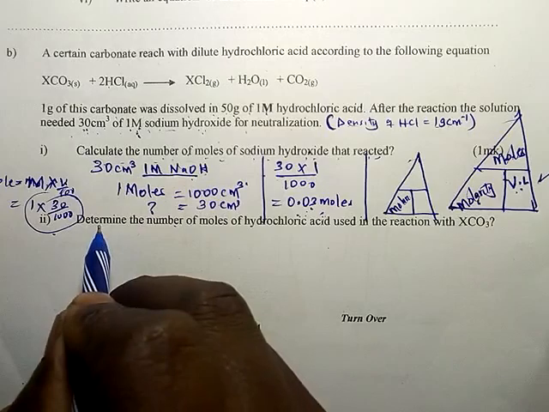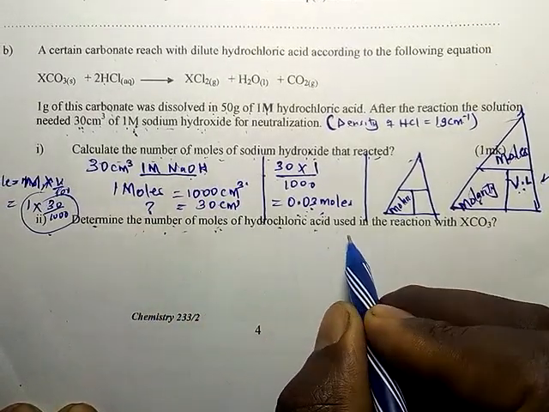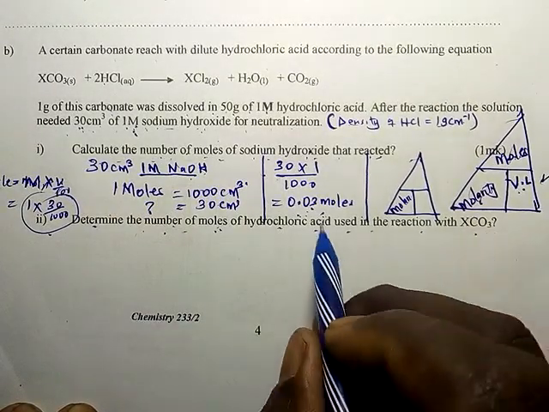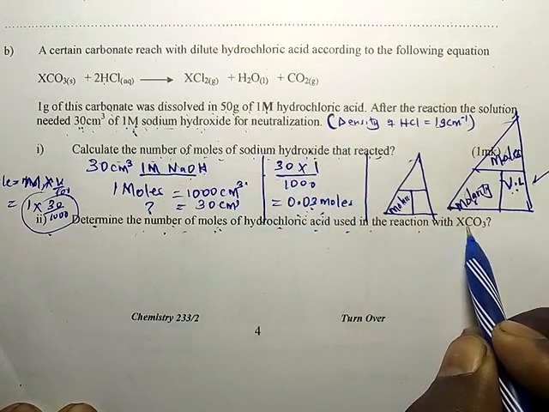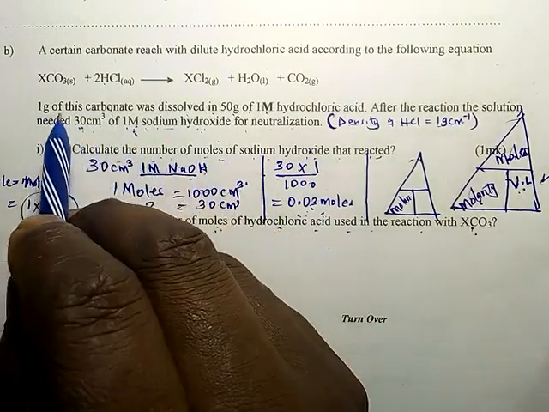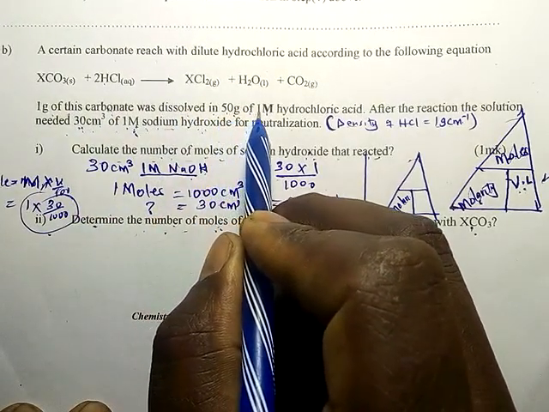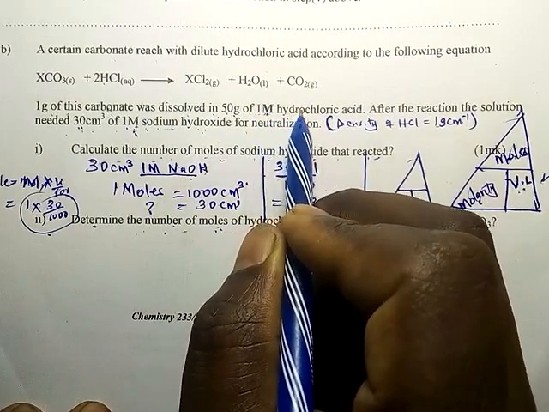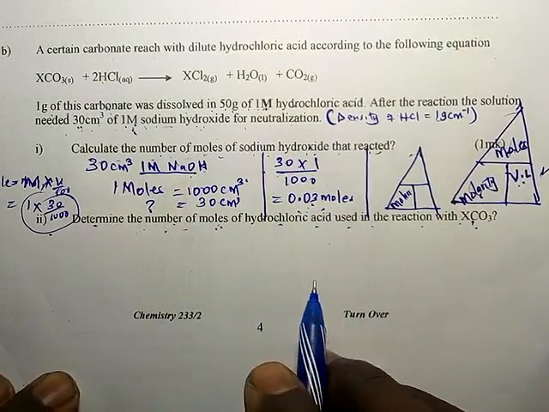Part 2, determine the number of moles of hydrochloric acid used in the reaction with the carbonate. Remember, the number of moles that reacted with the carbonate, we don't know that, but we can get that. First, we were given that 1 gram of the carbonate was dissolved in 50 grams of 1 molar hydrochloric acid. So first, let us find the volume of the hydrochloric acid, the total volume that was used, where the carbonate was placed to react.